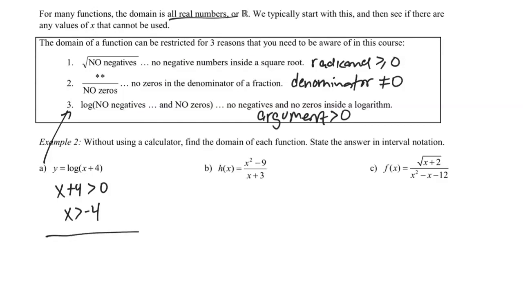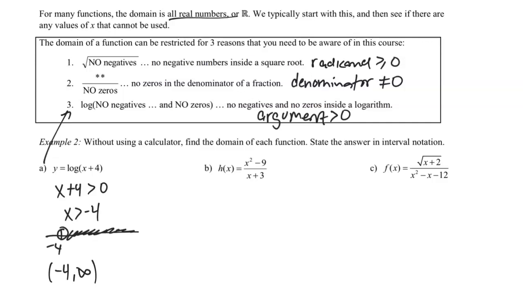So if you want to draw yourself a little number line just to help you, you've got negative 4. That's going to be open. We want all of the x values that are greater than negative 4. And so in interval notation, my domain is going to be open negative 4, since we cannot include negative 4, all the way until infinity.